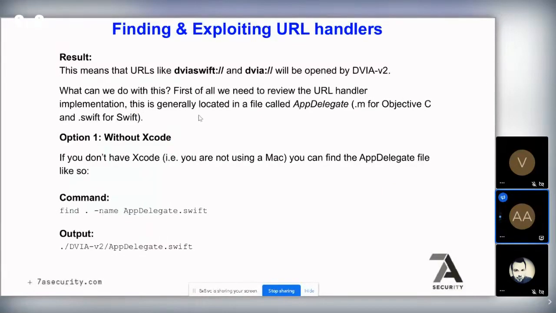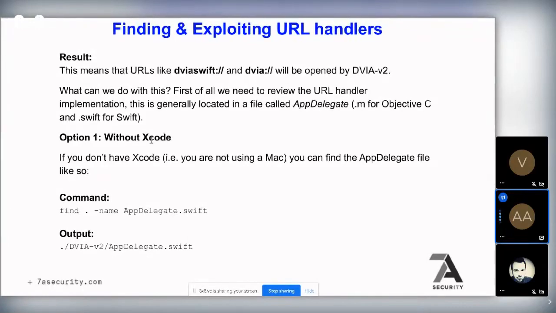So this means that these URLs, Dumb Vulnerable Insecure App Swift:// and Dumb Vulnerable Insecure://, will be opened by this app, right? So what can we do with this? We will need to look at the source code and see if there's any vulnerability in the processing of the arguments, such as SQL injection, some other form of injection, cross-site request forgery, or some other dangerous thing being done by the application when it opens a URL like this, right?